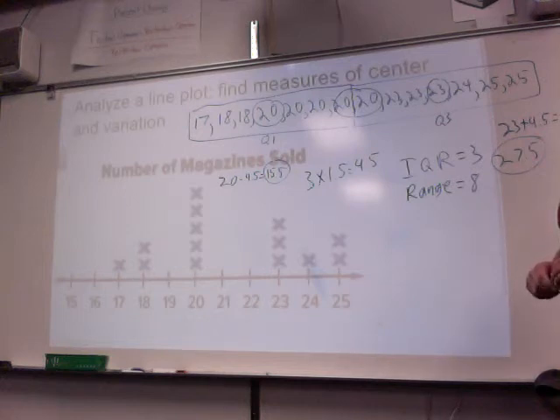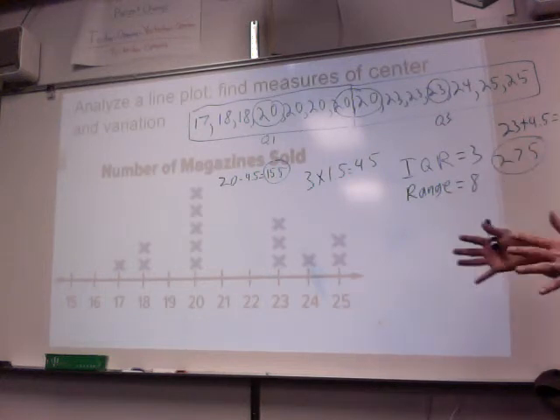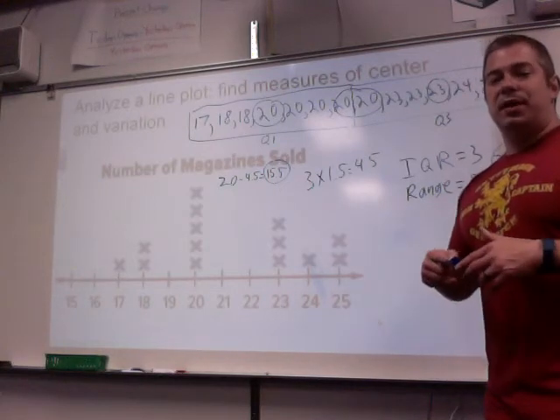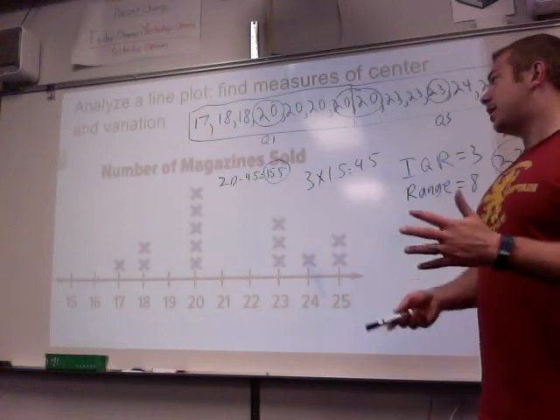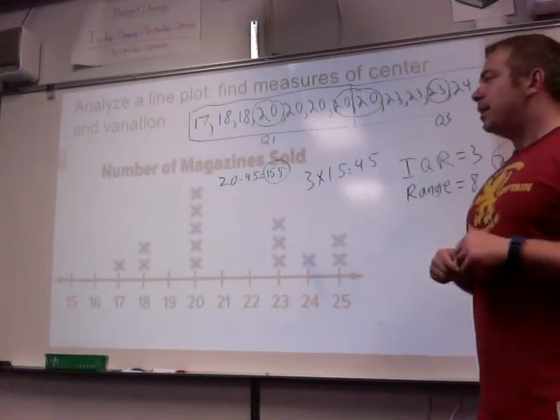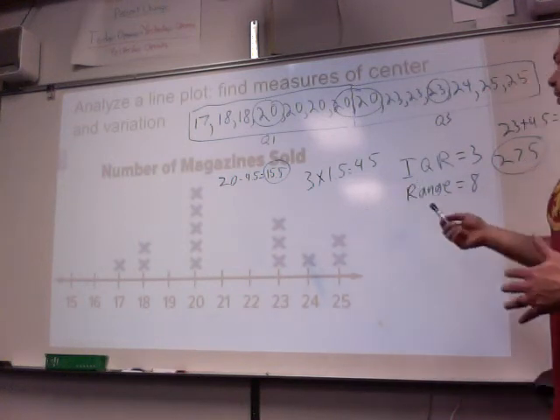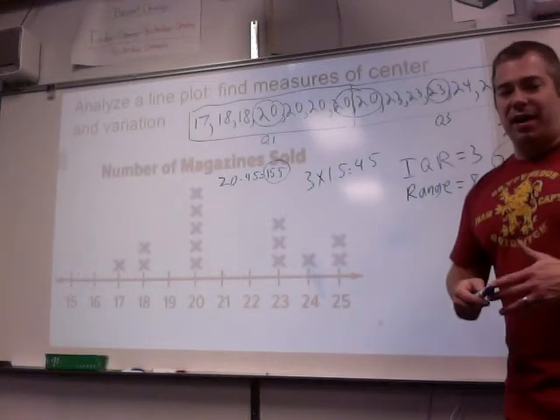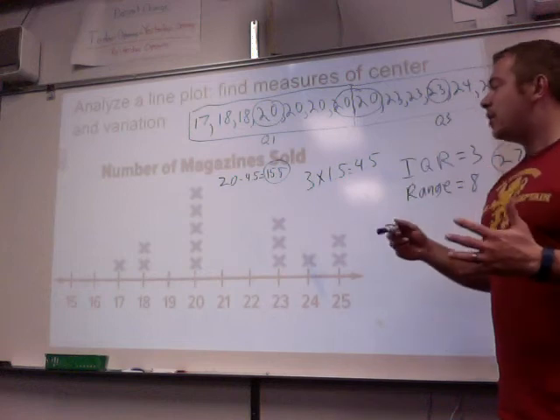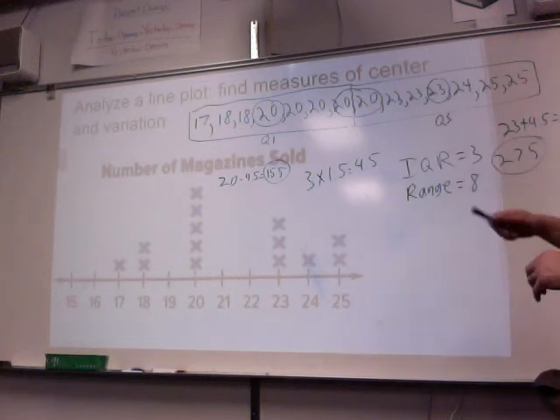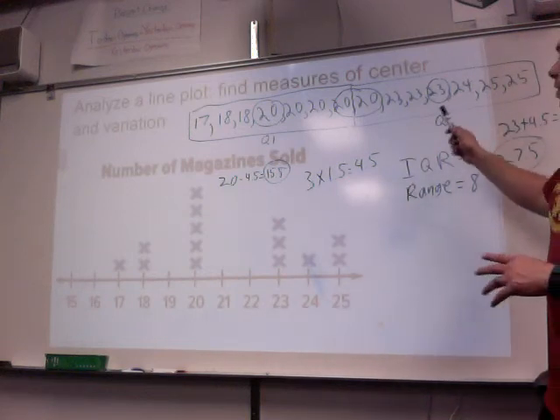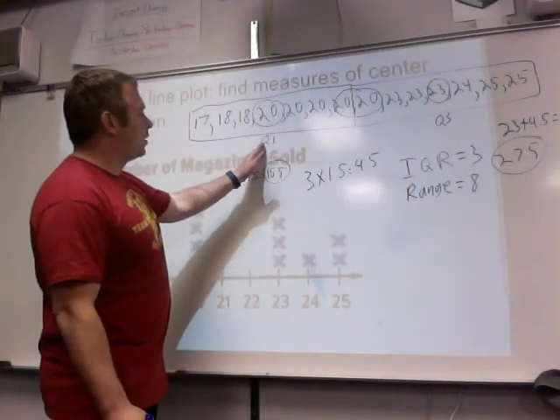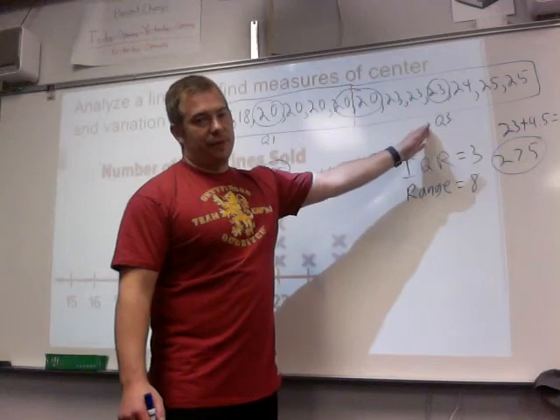So that was a whole bunch of work for one dot plot, but we did the measures of center and we did the measures of variation. Measures of center being mean, median, mode. Measures of variation, meaning IQR, range, and finding if we had any outliers. We had no outliers due to the fact that none of the numbers were more than 4.5 away from quartile 1 and quartile 3.